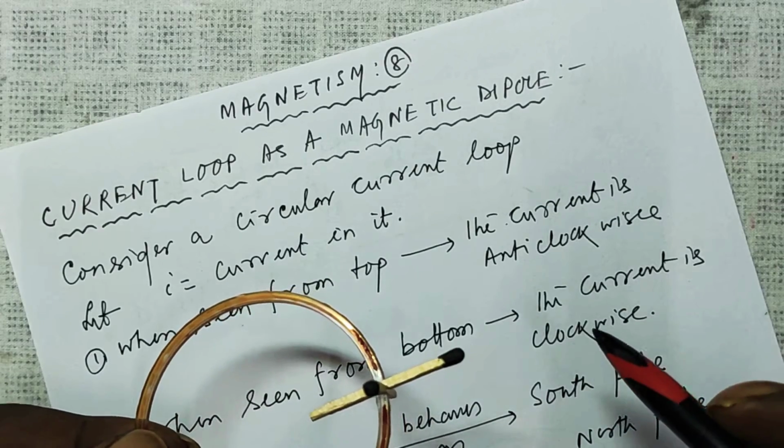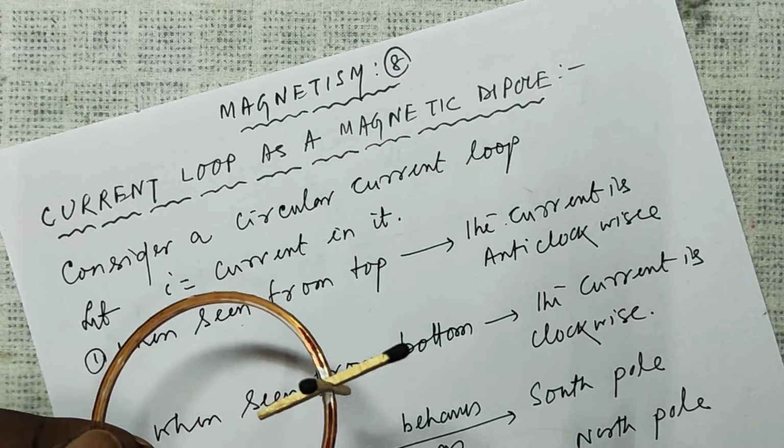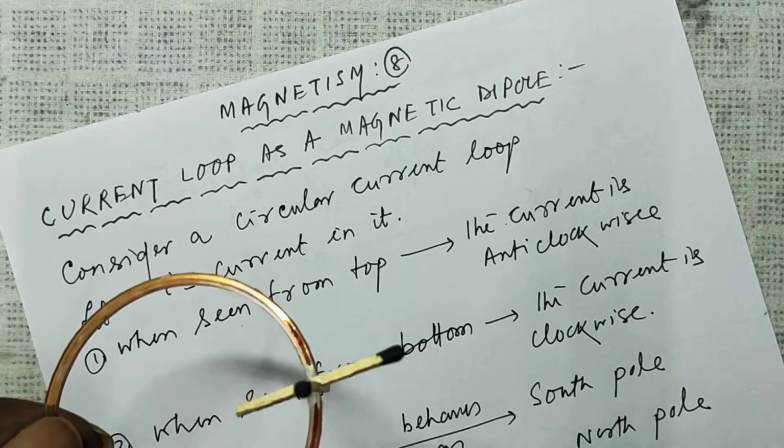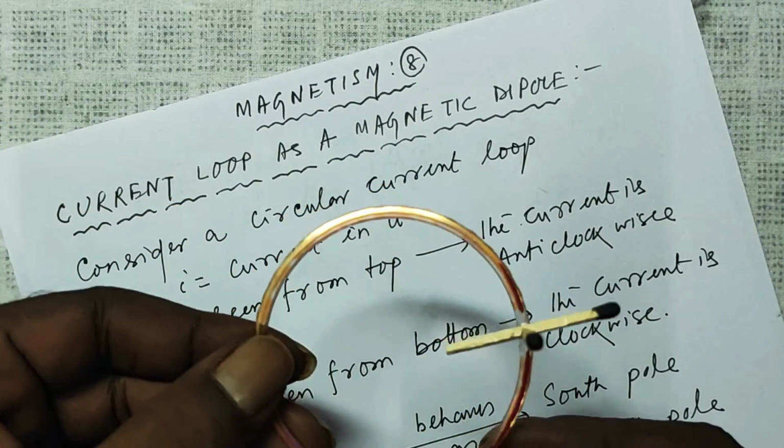Okay, dear students, अब चलते हैं मैग्नेटिज्म लेसन 8. This is a very small derivation. We require little understanding. Current loop as a magnetic dipole.